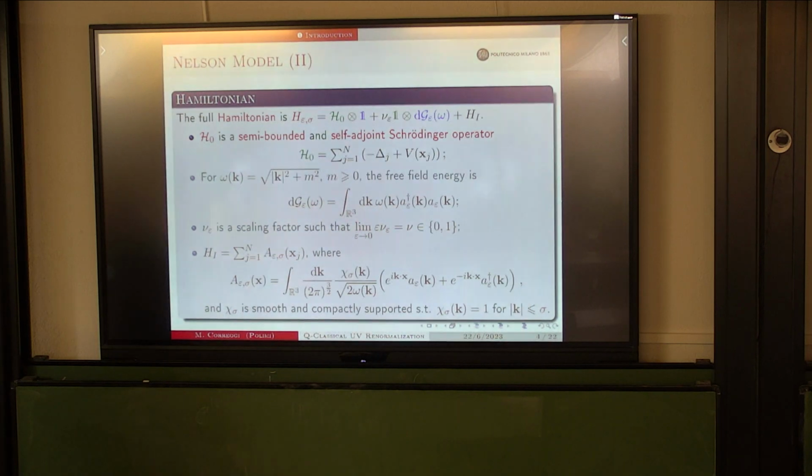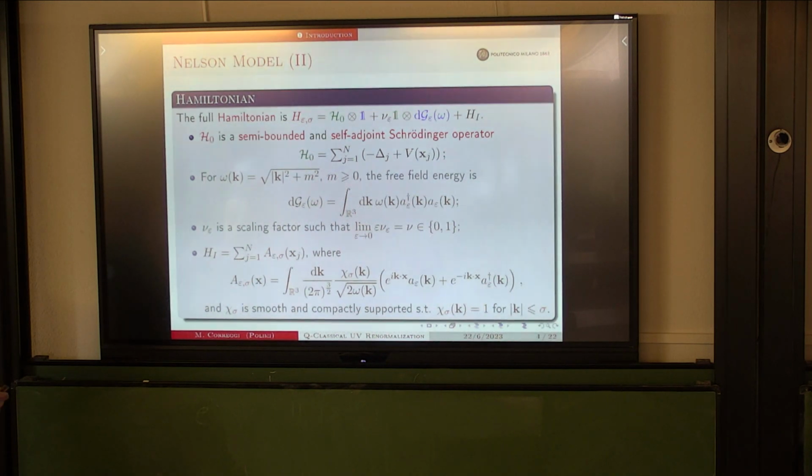That's the Nelson Hamiltonian. It's composed of three terms: a particle part, a field part, and an interaction. Concerning the particle part, you can think of it as just minus Laplacian plus a potential, perhaps a trapping potential, maybe even zero, it doesn't matter at all. We may add some interaction between the particles, but I don't do it in this talk just for simplicity. And we assume that it's semi-bounded and self-adjoint, just to start with.